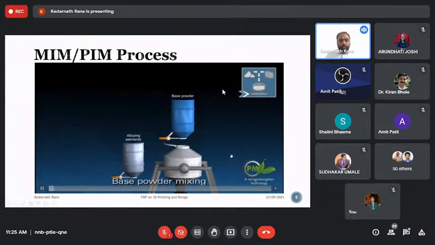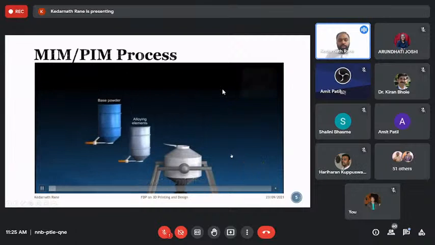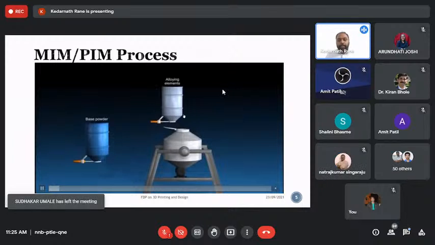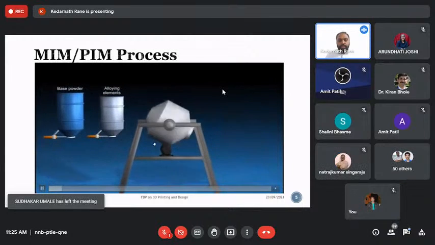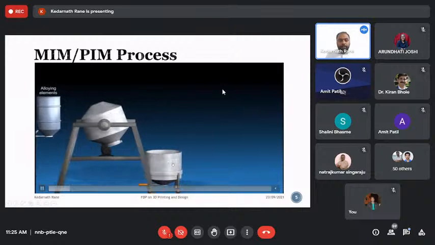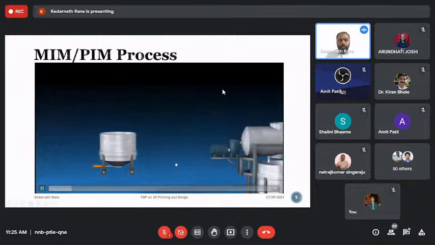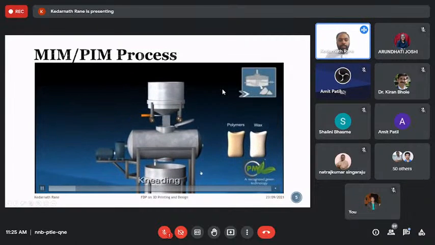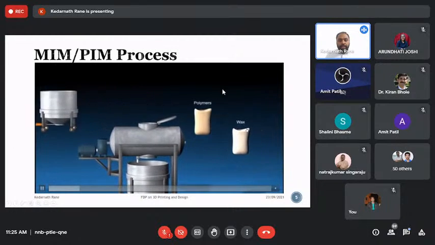It starts with the powder mixing. If you have one base material like iron and some alloying element, you need to put them together and mix them in dry condition. When the alloyed powder is ready, you can transfer this powder to another mixing unit where you are going to mix it with non-metallic constituents like polymer and wax.